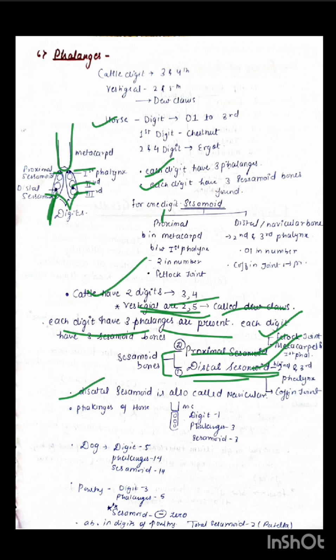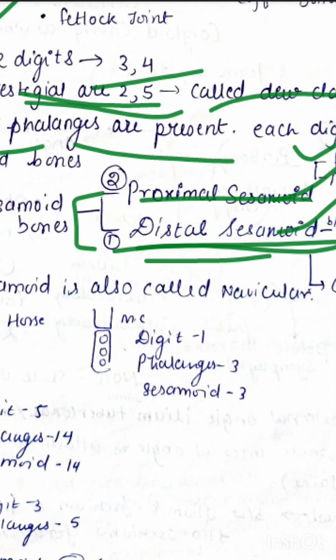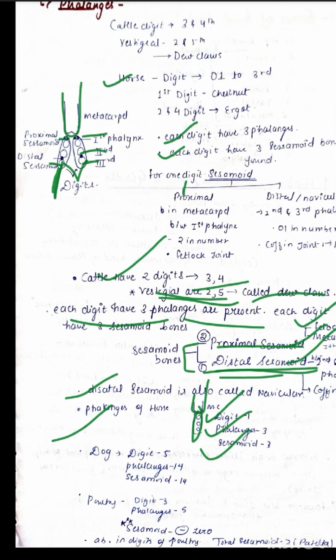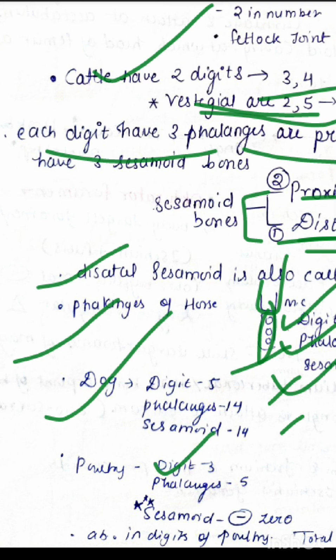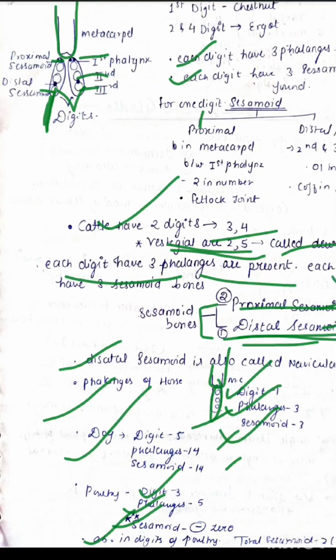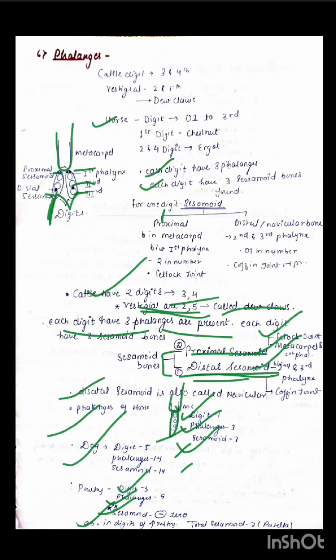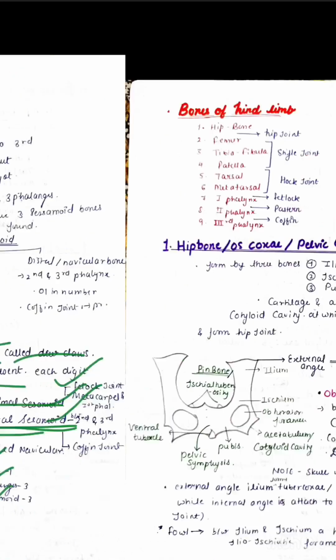The distal sesamoid is called the navicular. In the horse, these are the metacarpal and these are digits. The digits are 1 in number, phalanges are 3 and sesamoids are 3. In the dog the digits are 5, phalanges are 14 and sesamoids are 14. In poultry the digits are 3, phalanges are 5, and sesamoids are 0, and the total sesamoids are 2, known as the patella.